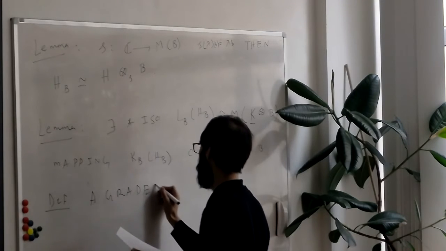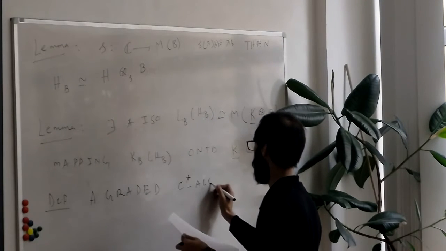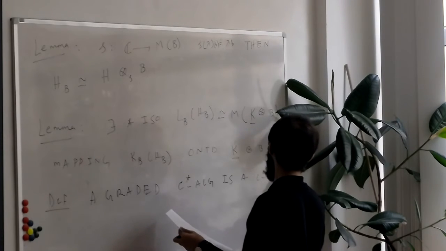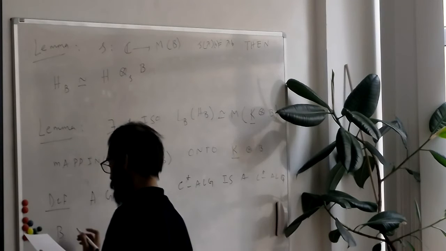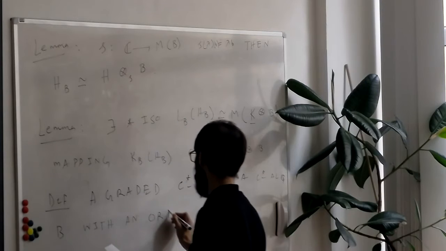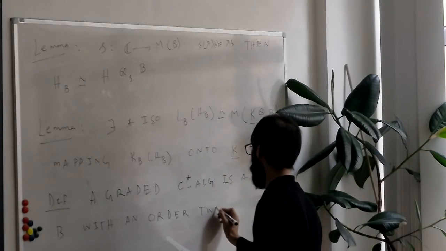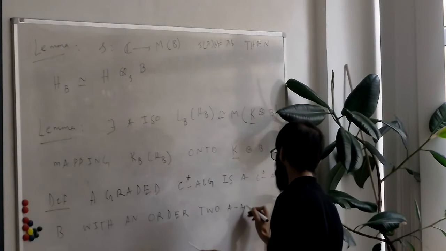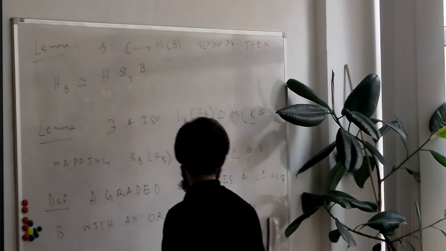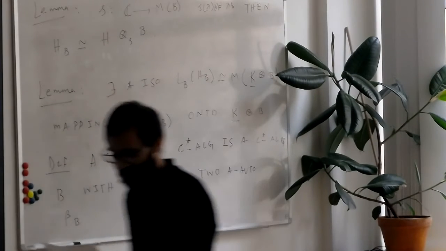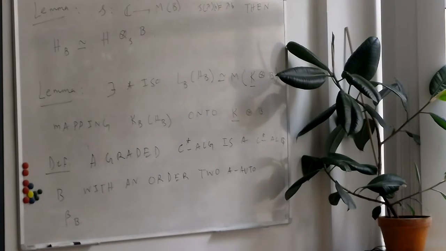A graded C*-algebra is a C*-algebra B with an order two star homomorphism beta on B. This is the grading. So B gets decomposed into the eigenspaces of beta.